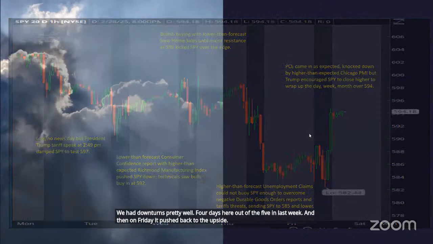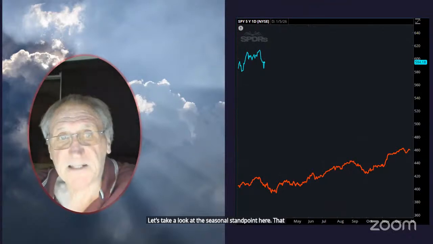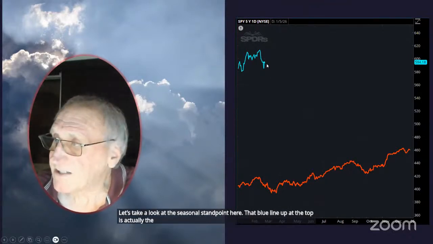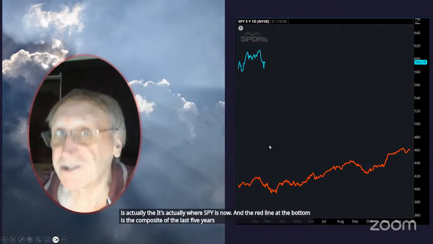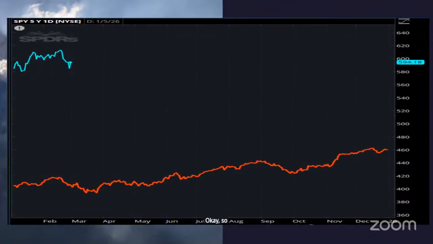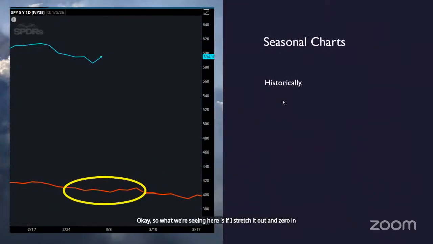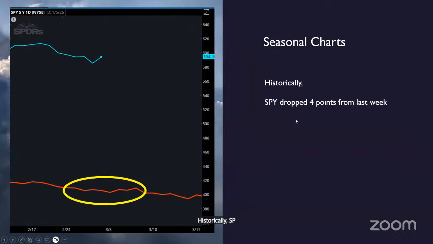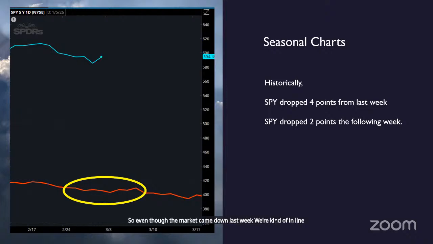Let's take a look at the seasonal standpoint here. That blue line at the top is where SPY is now, and the red line at the bottom is the composite of the last 5 years' closing prices on the daily charts. So what we're seeing here, if I stretch it out and zero in, is that historically SPY dropped 4 points from last week, and it dropped 2 points going into the following week. So even though the market came down last week, we're kind of in line with the historical seasonal patterns. We should not be overly surprised.